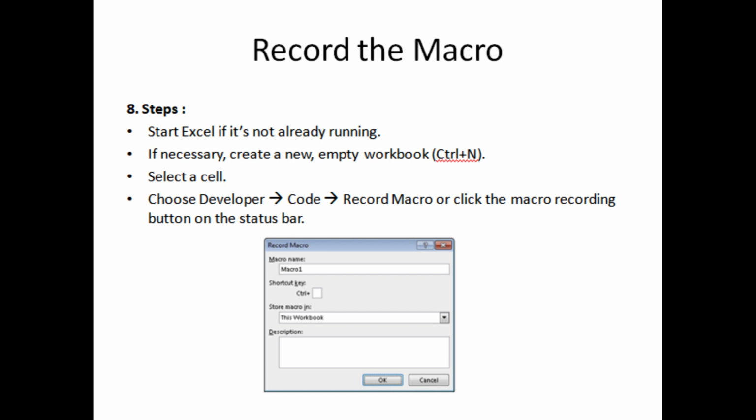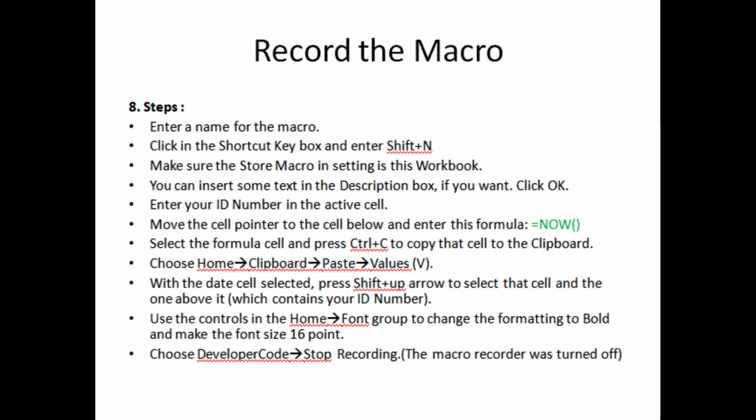How to record the macro. Step 1. Start Excel if it's not already running. Step 2. If necessary, create a new, empty workbook, Ctrl+N. Step 3. Select a cell. Step 4. Choose Developer, Code, Record Macro, or click the Macro Recording button on the status bar. Step 5. Enter a name for the macro.